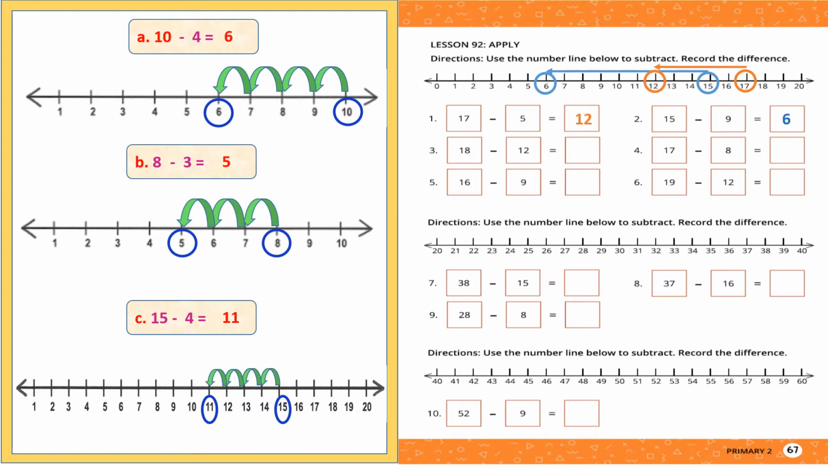Also, we can solve it by ones with ones and tens with tens. 9 minus 2 equals 7. 1 minus 1 equals 0. So it equals 7 too. So we have multiple ways to solve subtraction. You can use what you want. Now you can complete the rest of these questions by yourself.